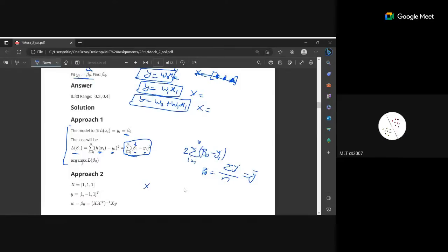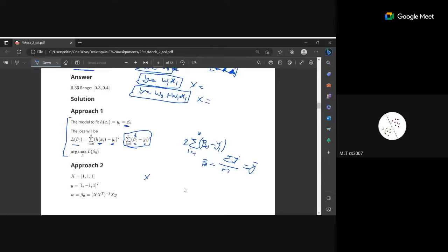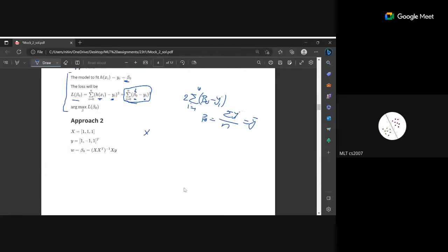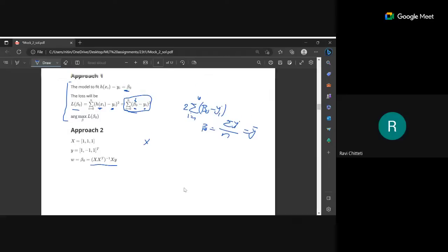Yeah, yi is the beta naught. That beta naught we are finding. Okay. Now come to this particular approach where if you try to solve this X transpose, then you have to take care what X you are choosing. One question here.